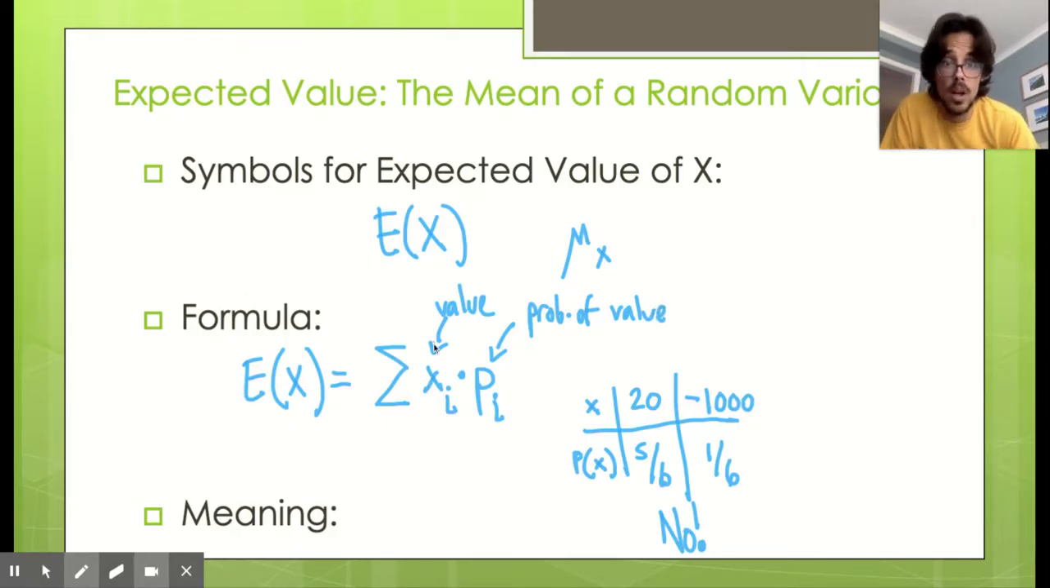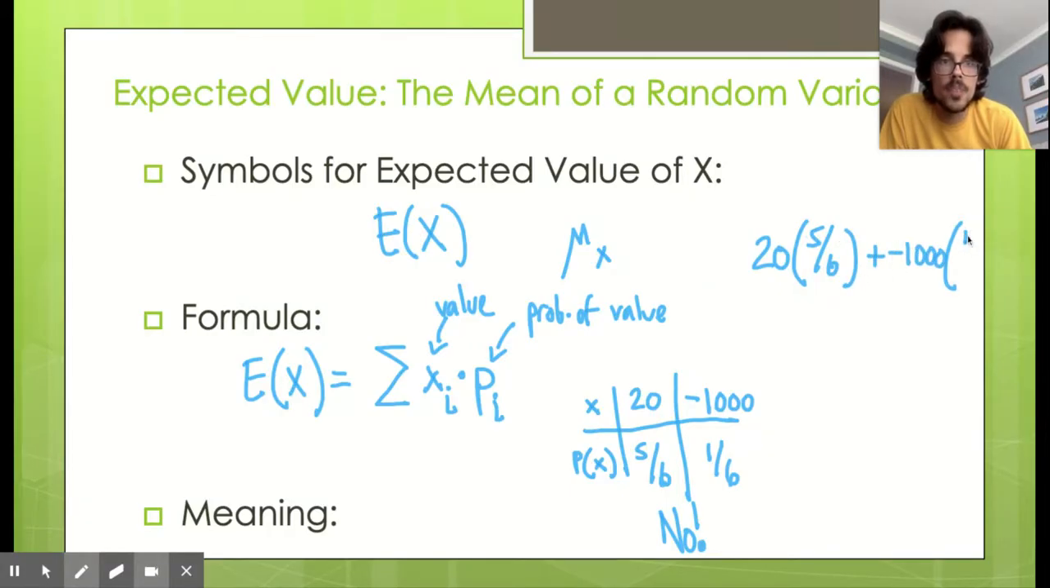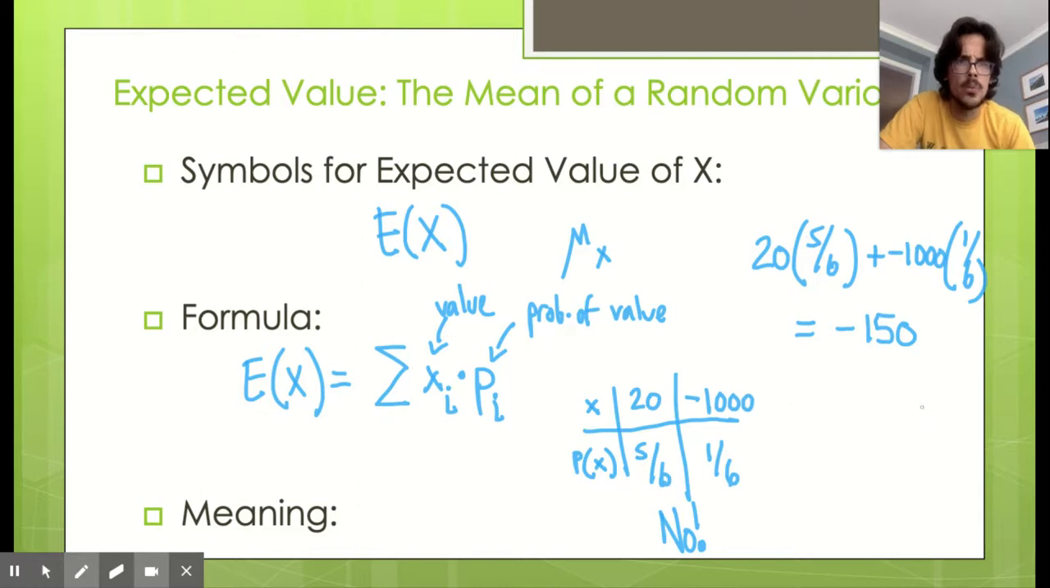So let's talk about our expected value for our problem right here. Winning $20 has a 5/6 probability, but then losing $1,000 has a 1 out of 6 probability. And if you actually do the calculations on this, you end up getting the number -150. That is the expected value for this problem, -150.